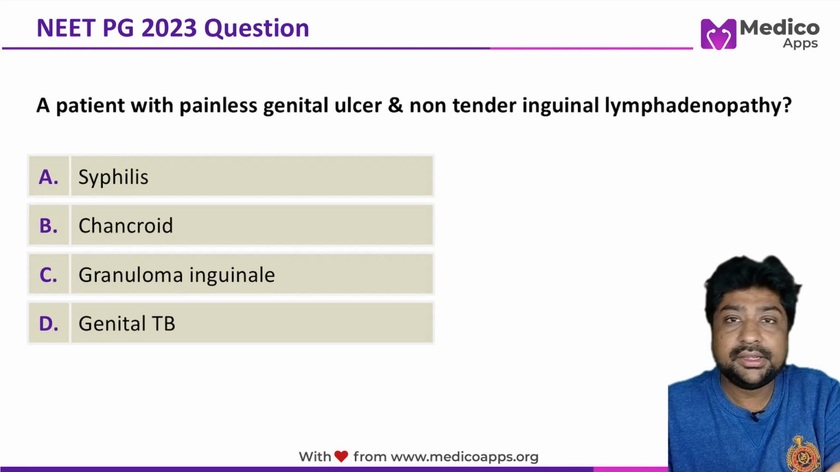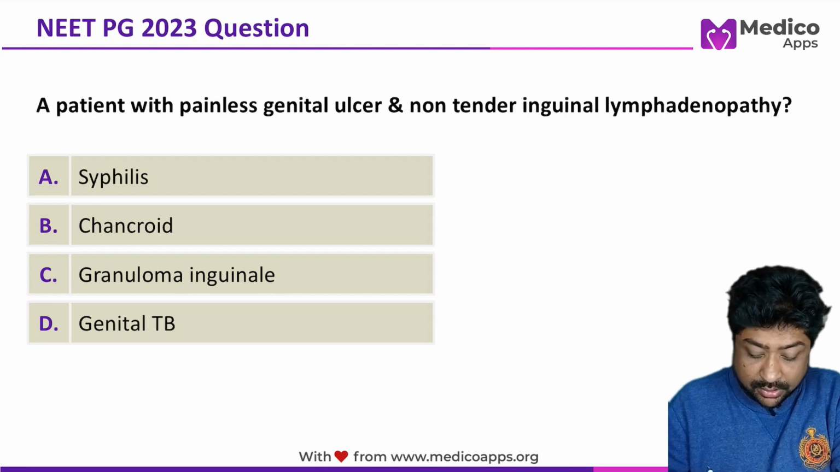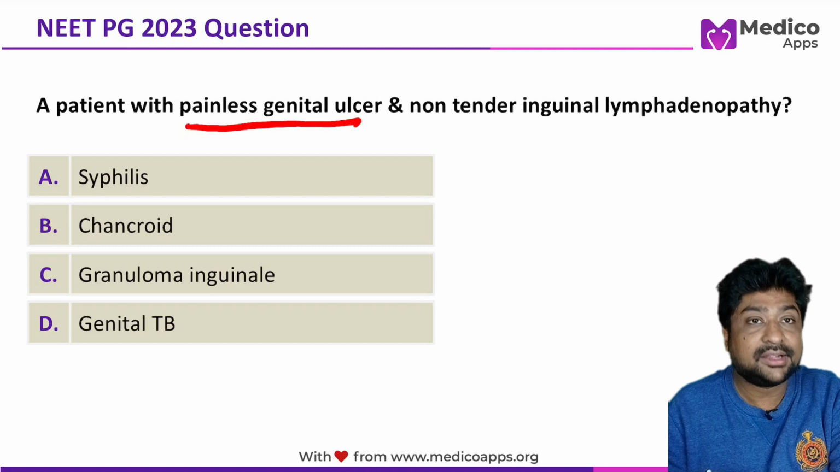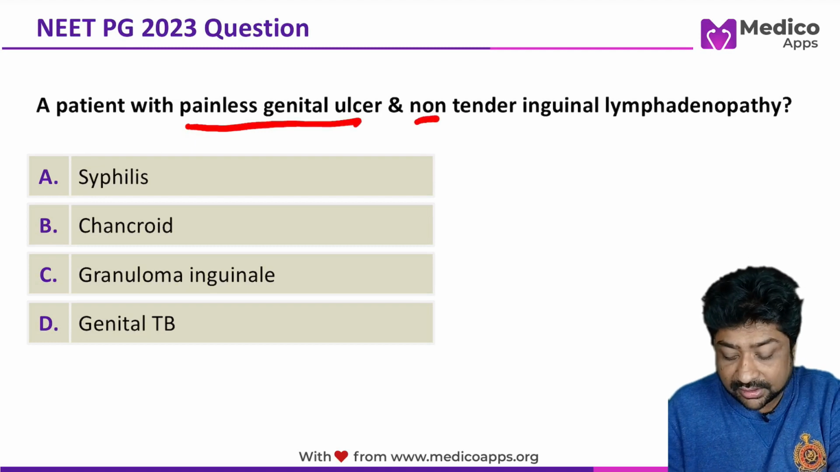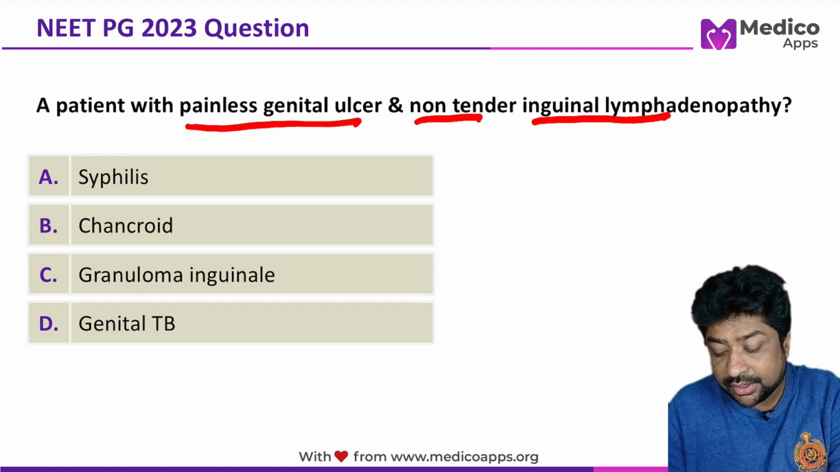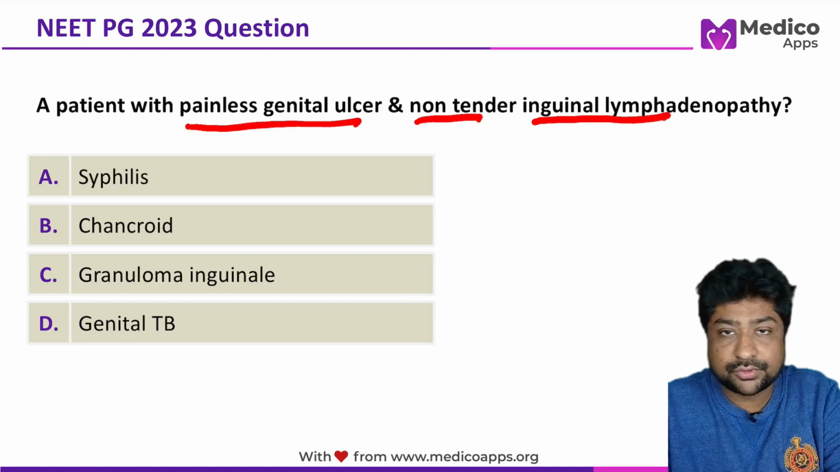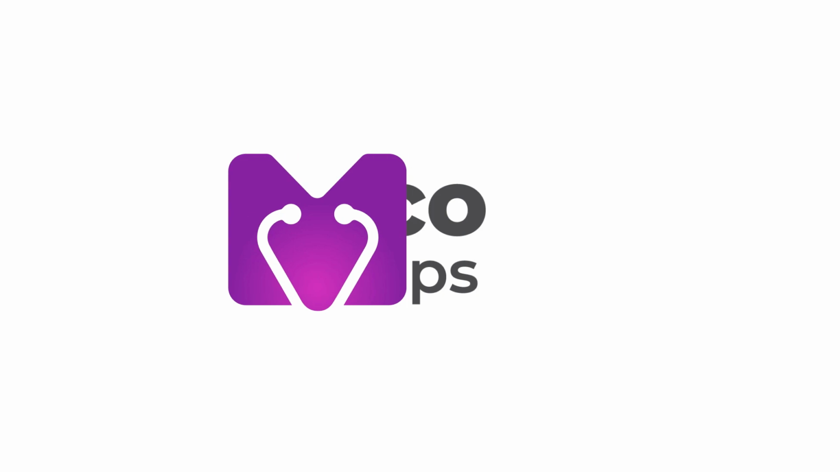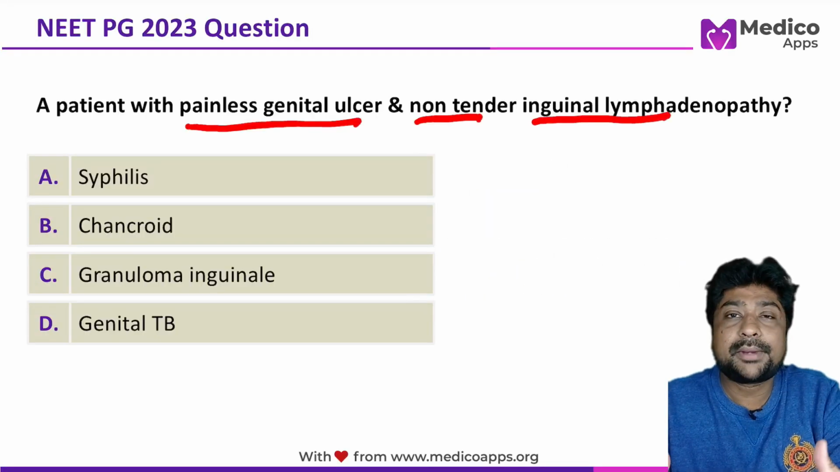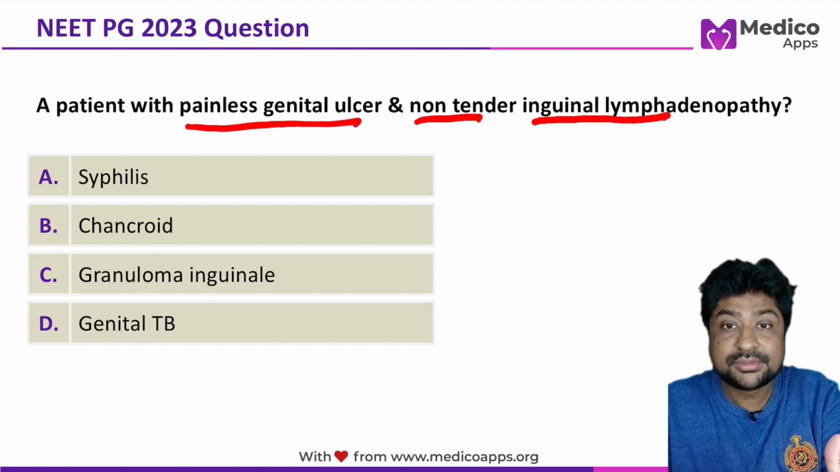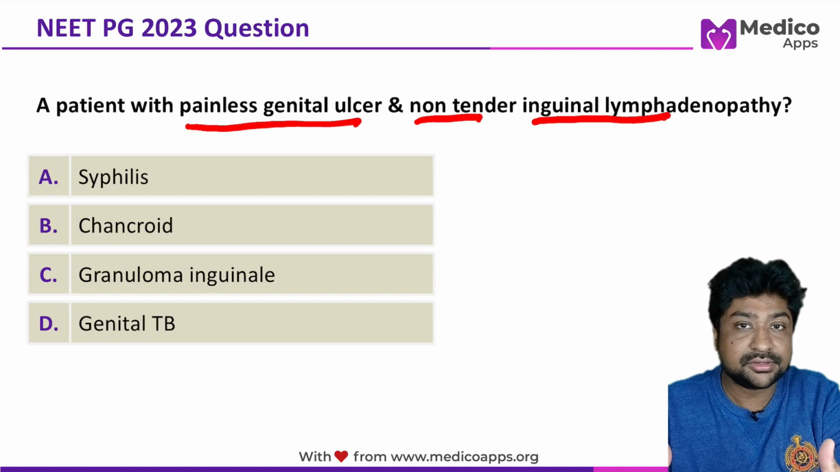This question appeared in NEET PG 2023. A patient presented with a painless genital ulcer, and along with the painless genital ulcer there was non-tender inguinal lymphadenopathy, and you were asked for a differential or a diagnosis. Now you will be surprised that this is such a simple question, but still the number of times this question has appeared in various PG entrance examinations.